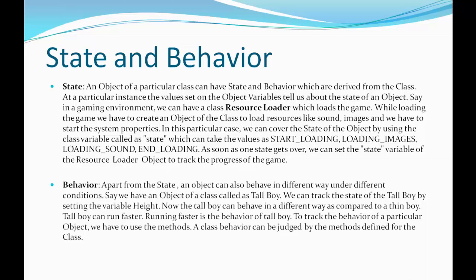Behavior. Apart from the variables involved in storing the state, an object can also behave in different ways under different conditions. For example, we have an object of a class tall boy. We can track the state of the tall boy by setting the variable height. Now, the tall boy can behave in a different way as compared to a thin boy; a tall boy can run faster. Running faster is the behavior of a tall boy.